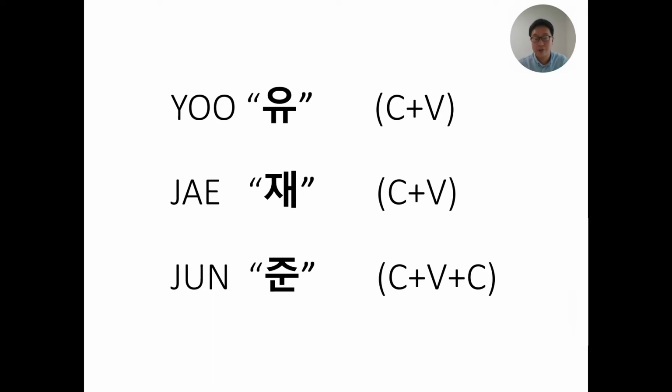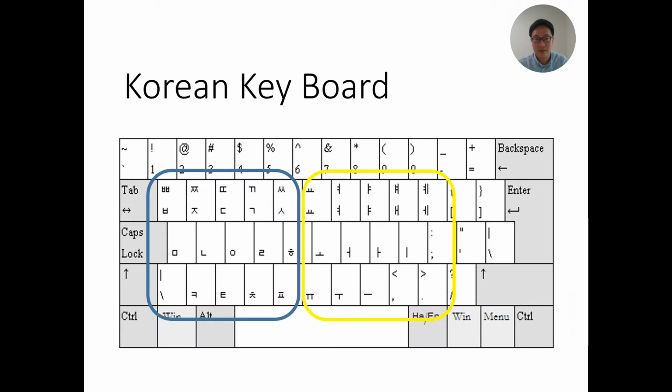Okay, then let's look at the next slide. Have you ever typed Korean letters before? The left side is consonant and the right side is vowel. So how do you type a Korean letter? Left, right, left. This left side is consonant, right side is vowels.